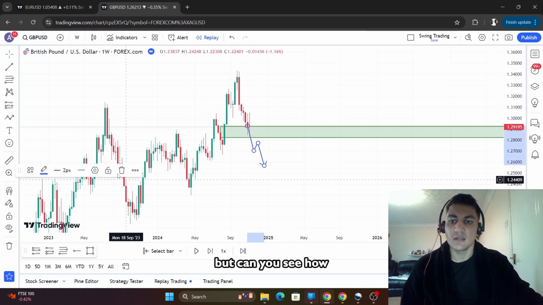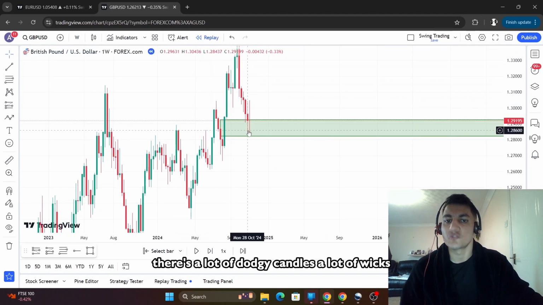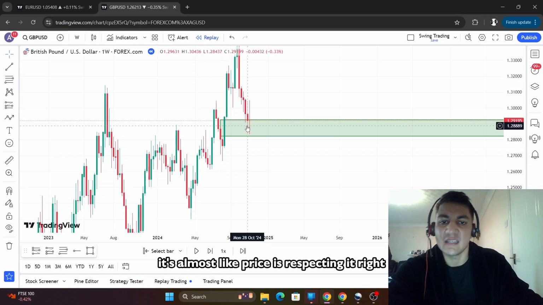low. But can you see how inside this big bullish fair value gap on the weekly chart, there's a lot of doji candles, a lot of wicks. It's almost like price is respecting it, right?